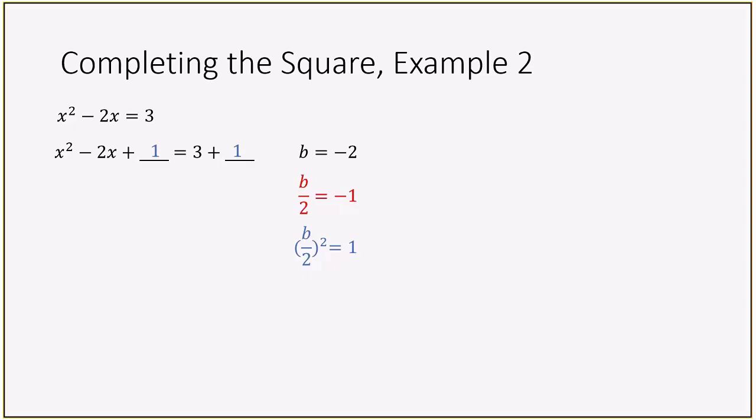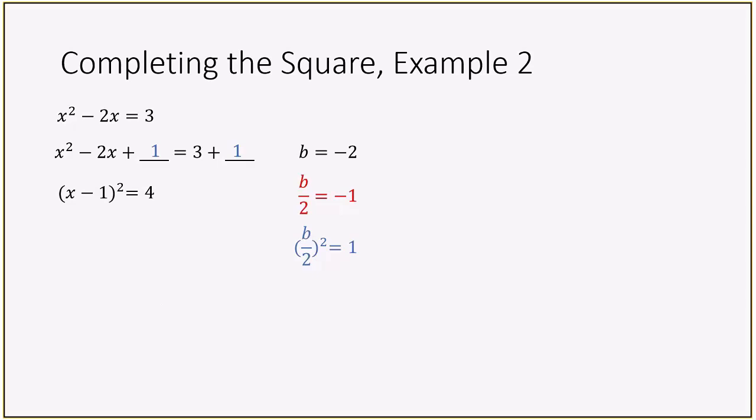And then I'm going to do the step that, by the name, is the completing the square step. So I'm going to form a parentheses on the left side of my equation. It's going to be x plus negative 1 squared, which is x minus 1 squared. Those are the same thing. And then 3 plus 1 on the right side gets me 4. So I've completed the square.